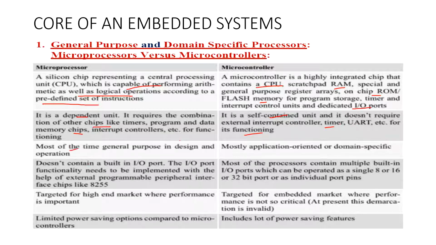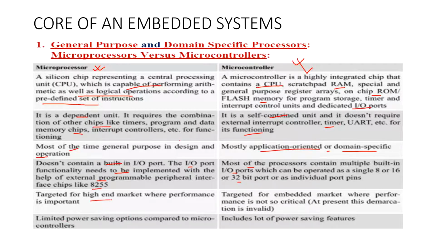Most of the time, microprocessors are general purpose in design and operation, while microcontrollers are mostly application oriented, for domain specific use, right? So normally microprocessors are considered general purpose, whereas microcontrollers are considered application specific. A microprocessor doesn't contain a built-in IO port, and the IO port functionality needs to be implemented with the help of external programmable peripherals such as the 8255. That means we need to connect an 8255 chip so that it acts as an IO port for the microprocessor. Whereas most microcontrollers contain an inbuilt IO port, which can be either 8, 16 or 32-bit.